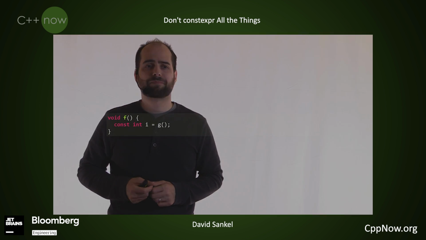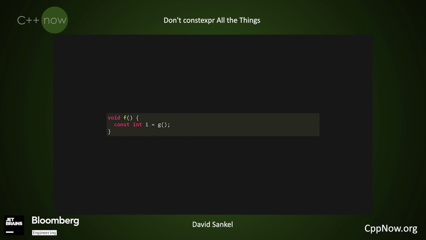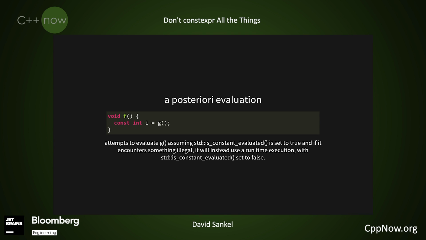So take this example here. You have a function f, const int i equals g. The question is, is g evaluated at compile time or is it evaluated at runtime? It turns out that the way that C++ interprets this is what's called a posteriori evaluation. So when you have f and it calls g to produce i here, it will attempt to evaluate g assuming std is constant evaluated is set to true. And if it encounters something illegal, it will instead use a runtime execution with std is constant evaluated set to false. So you as a programmer, you don't really have a good way to know whether or not g is being evaluated at compile time or runtime. It all depends with this a posteriori evaluation.